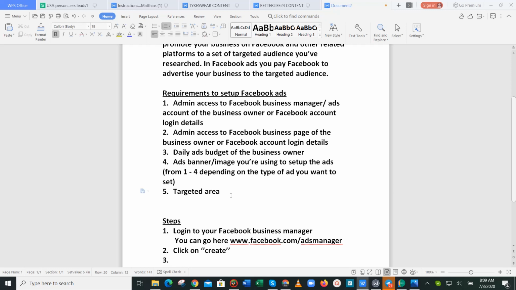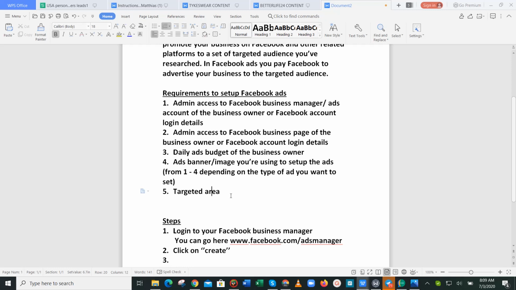Because if you look at it very well, maybe there are two people who are creating ads at the same time. Somebody put $10, somebody put $2. So you already know that the person who added $10, his products or services will be promoted more than the person who had $2. Facebook is also wise. So now the next thing is the ads banner or image you are using to set up the ads.